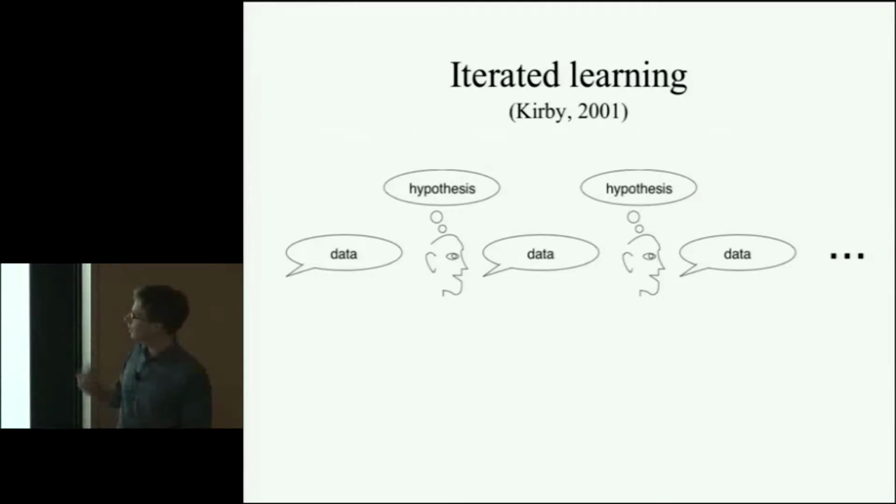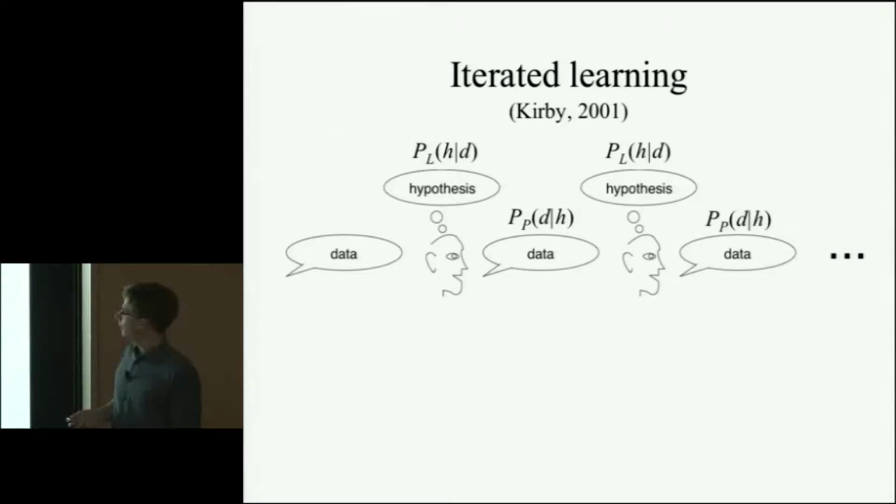But for this model, what we can do is associate each of these steps, where a learner chooses a hypothesis, say, with a probability distribution, PL of H given D, where I just included the L there to indicate that this is dependent on the choice of learning algorithm we postulate for the learner. And we can associate the generation of data with another distribution, PP of D given H, where the P indicates there's some procedure that learners are following to generate data. And think about iterated learning as just a process of iteratively sampling from these probability distributions.